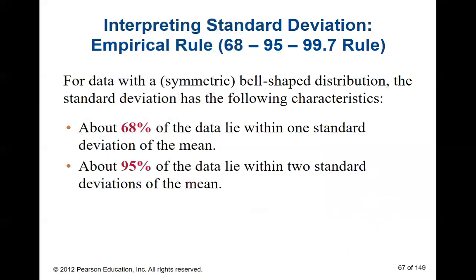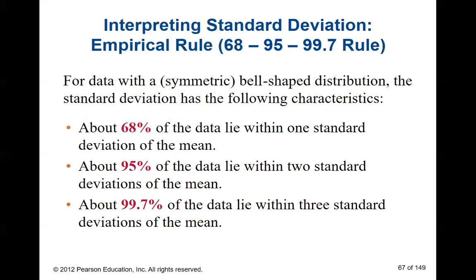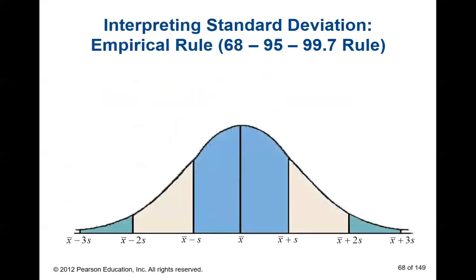If I go 2 standard deviations below and 2 above, I'm going to have 95% of the data. If I go out 3, I've got 99.7% of the data. So that's practically everything. That means there's just a little tiny room for a few things to be further away than 3 standard deviations. But this is called the empirical rule.